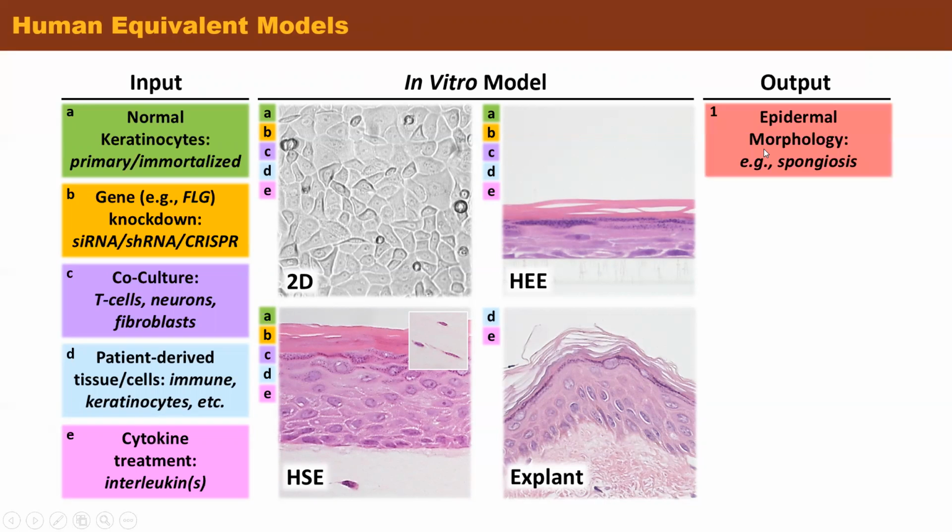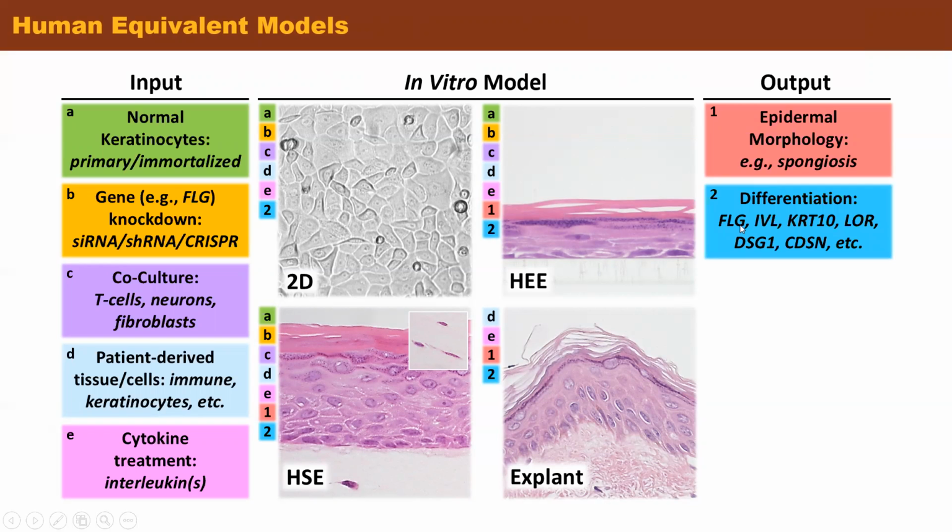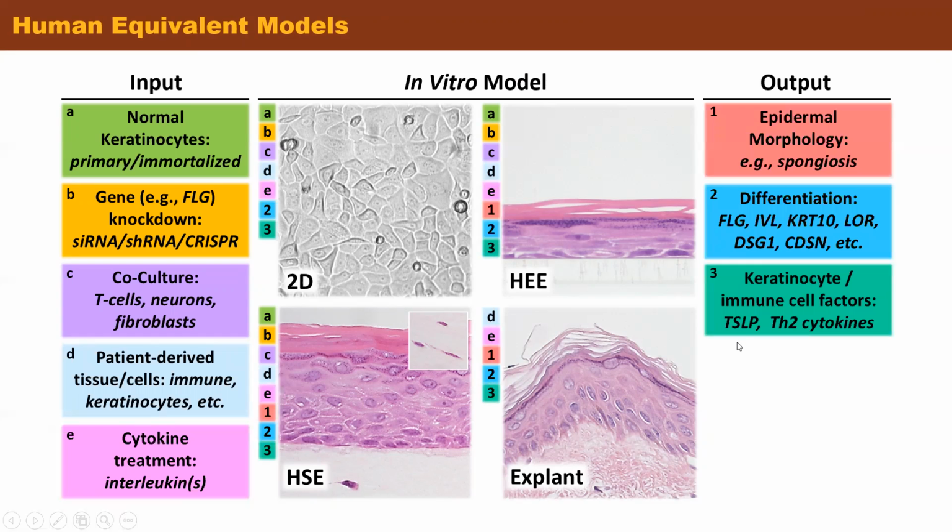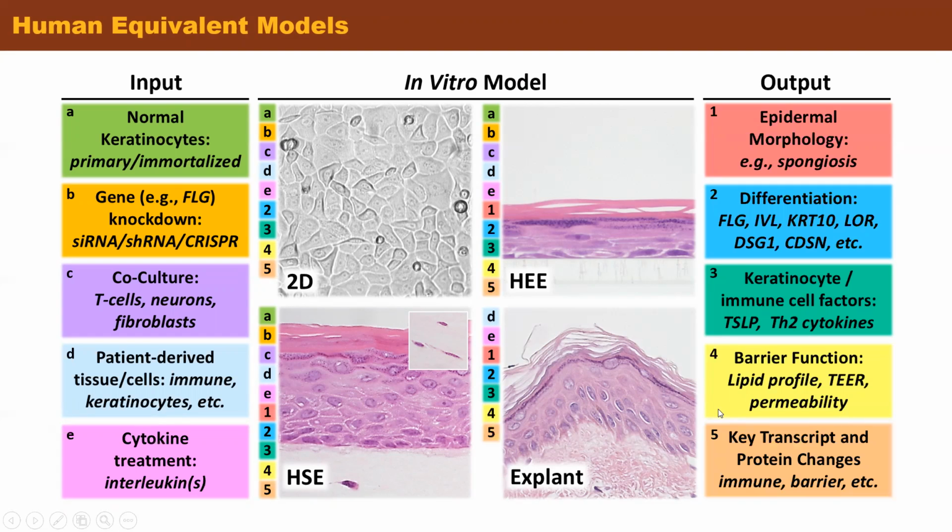derived from these includes assessment of epidermal morphology, the extent of differentiation, focusing on barrier, cytoskeletal, and adhesion proteins, keratinocyte and immune cell factors that are secreted. We can assess barrier function through TEER, looking at lipid profile, as well as paracellular permeability. And we can also hone in on key transcript and protein changes to directly assess changes in signaling events in the immune and barrier systems.